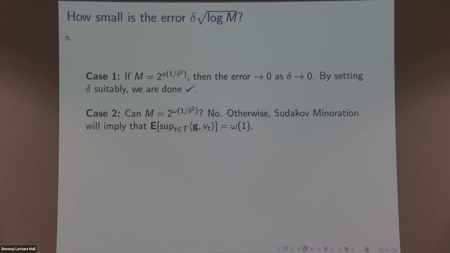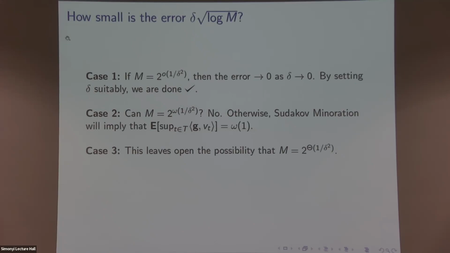So it tells you that m cannot be 2 to the little omega of 1 over delta squared, because otherwise the Sudakov minoration principle will say that the Gaussian width is not 1, it's omega of 1. But the problem is that this leaves open the possibility that m is exactly 2 to the theta of 1 over delta squared, where you're not violating the bounds on Gaussian width.